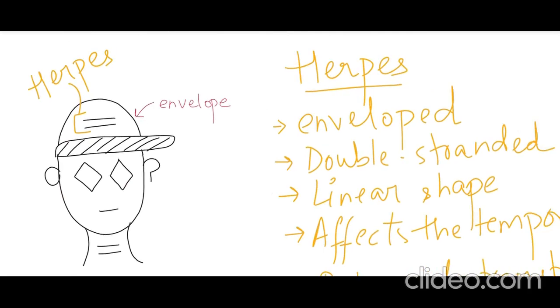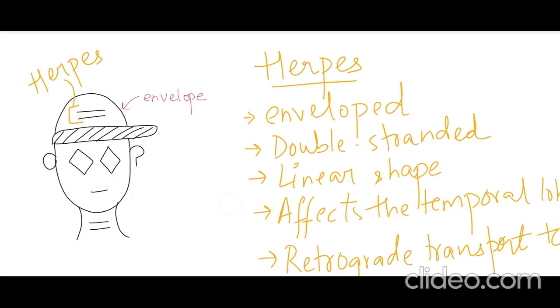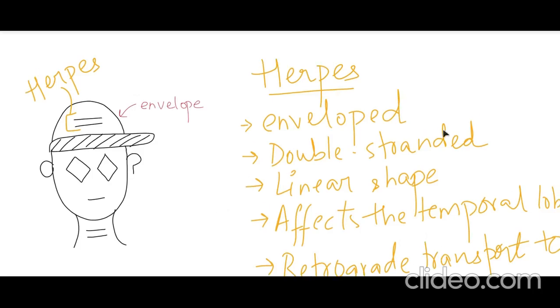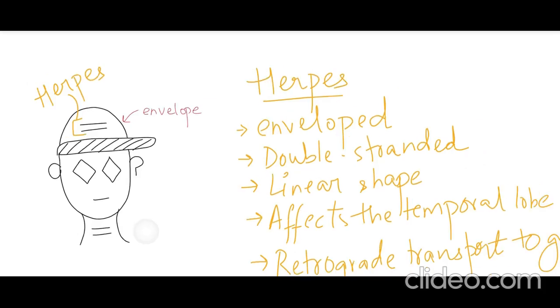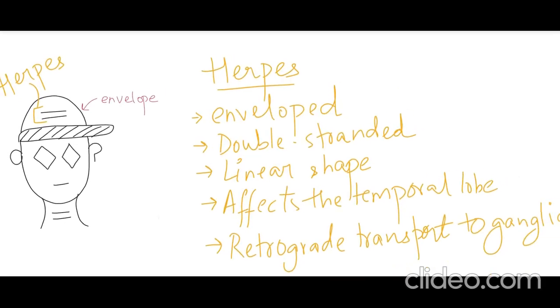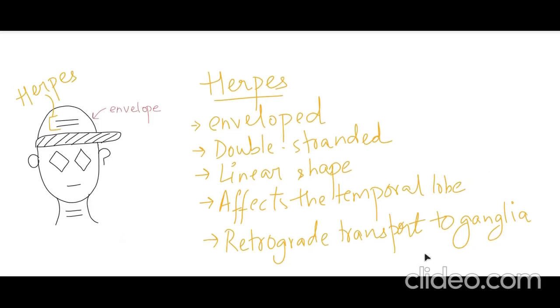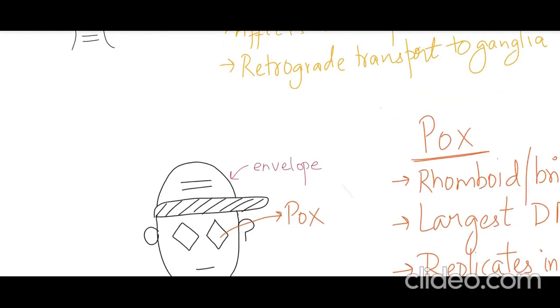First we are going to talk about herpes virus, which is inside our cap. Here you can see that it is inside the cap. So what does it mean? That means it is going to be enveloped. It is double-stranded and it is linear in shape. It's a straight line. The herpes that we want to learn about infects our temporal lobe. It is transported via retrograde flow to the ganglia, and usually the ganglia involved is our trigeminal ganglia.